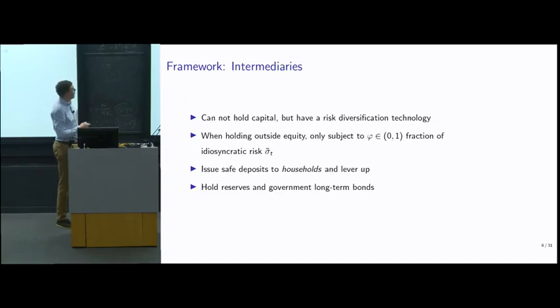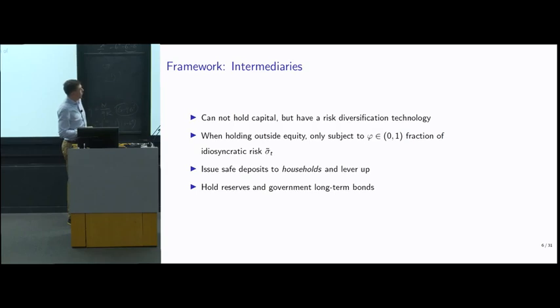So how they're going to do it, the intermediaries, they're not going to hold any capital. They will be completely unproductive in that sense, but they will have this risk diversification technology. What it means is that when an intermediary buys an outside equity from the household that carries this risk sigma tilde t, the intermediary itself is not subject to all of that risk, but only to a fraction of it, which I denote by varTheta. So essentially, if the household offloads one unit of risk, the intermediary puts effectively only varTheta units of that risk onto its balance sheet.